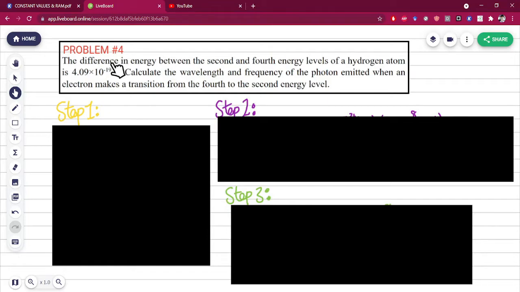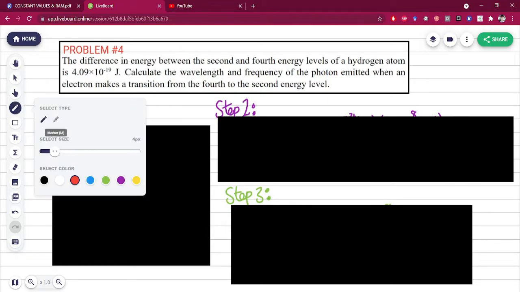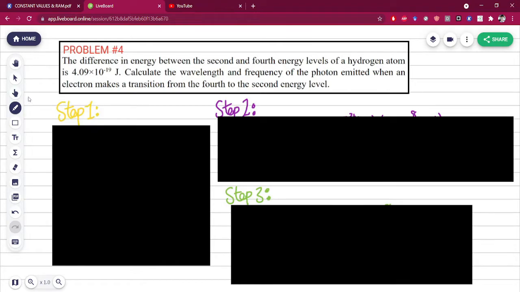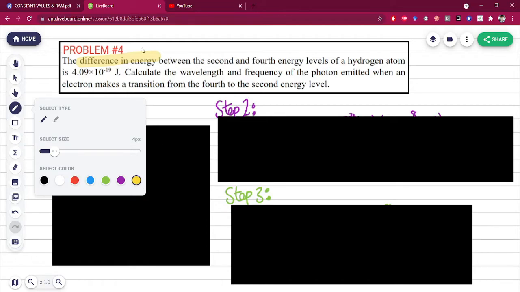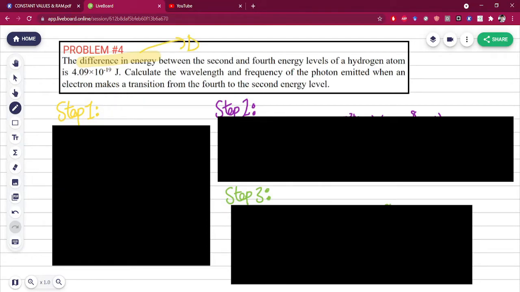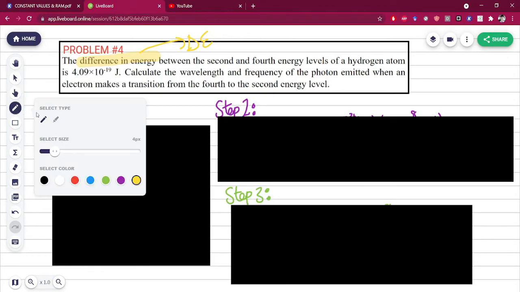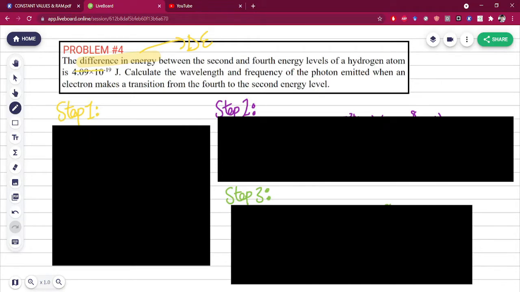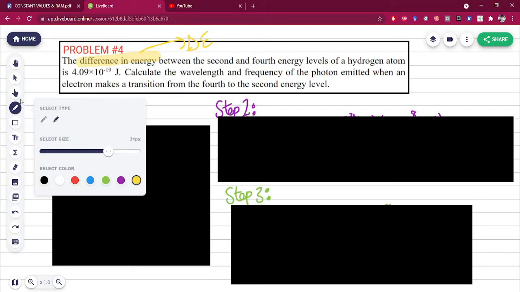The question says the difference in energy. Okay, so when you read that, difference in energy automatically directs you to delta E. The symbol delta over here refers to difference. So the difference in energy is given to you, which is 4.09 exponent negative 19. Okay, so that is a difference in energy. Whoops, I need to use a highlighter instead.